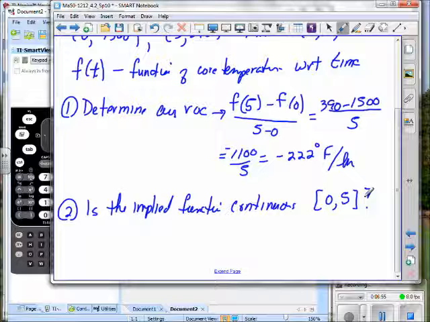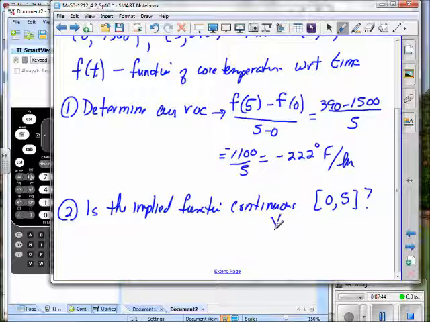What if it were not continuous? What would that mean? What's the output of the implied function? Temperature. Okay, what's the input? Time. If it's not continuous, we're saying that the time exists within 0 to 5 hours where the temperature is undefined. Could that be true? Or that it's going to infinity in either direction? No. Okay, so is the implied function continuous?